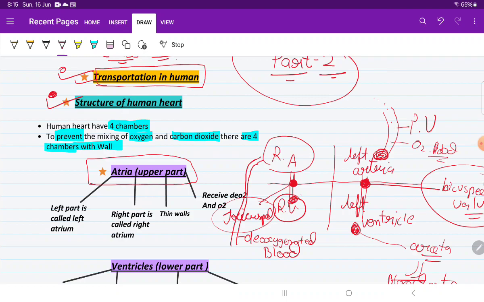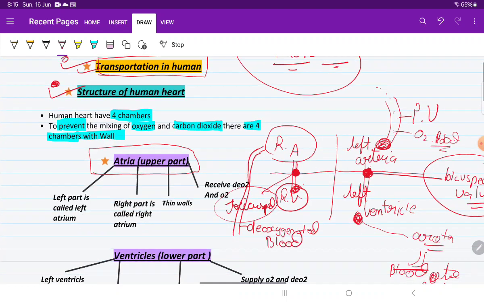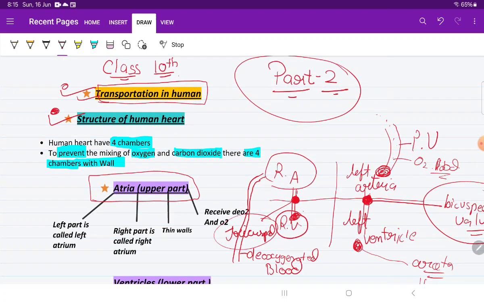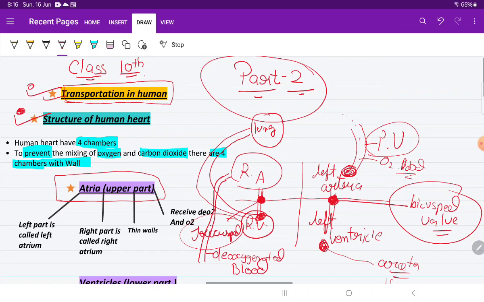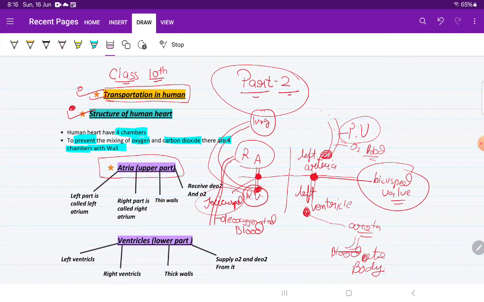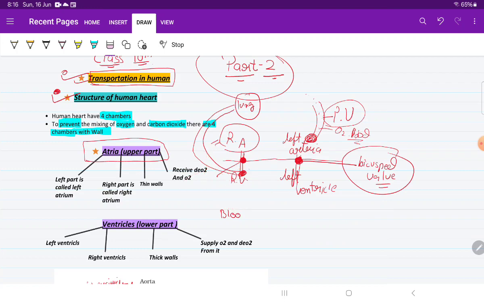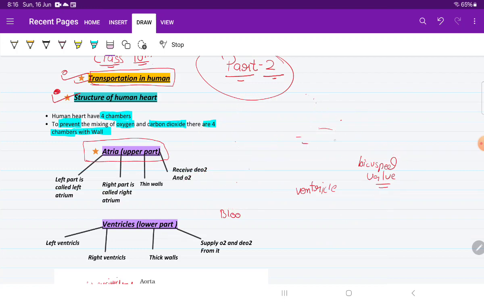Yes, the right ventricle. Then there is a pulmonary artery. Students, remember the names. Here there is a pulmonary vein, and here is the pulmonary artery, which is connected to the lungs, and that pulmonary artery transports the blood. This is a simple structure of a heart, but you do not have to write this in the exam. This is for your knowledge and understanding. You can pause the video and take a screenshot. So that is the structure of the human heart.